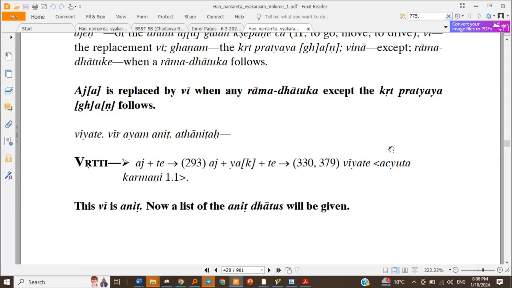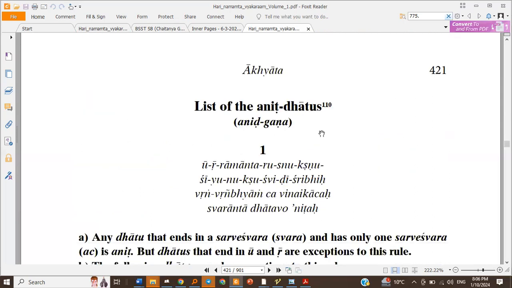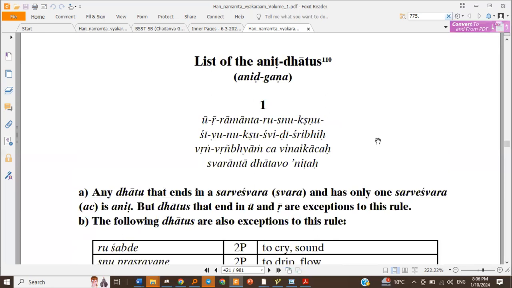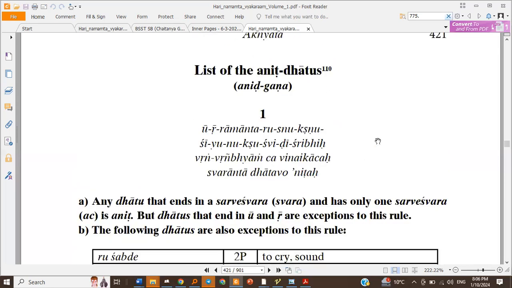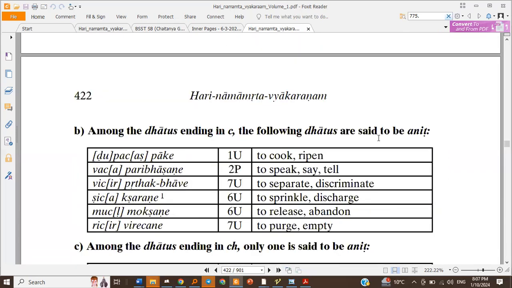Those dhatus which take it. Net means na it. Those dhatus which do not take it. And weight it means va it. Those dhatus which optionally will take it. So here the list of the anit dhatus is given in a few verses. We'll study them tomorrow. You can also take a look. Yeah, it's a long list.